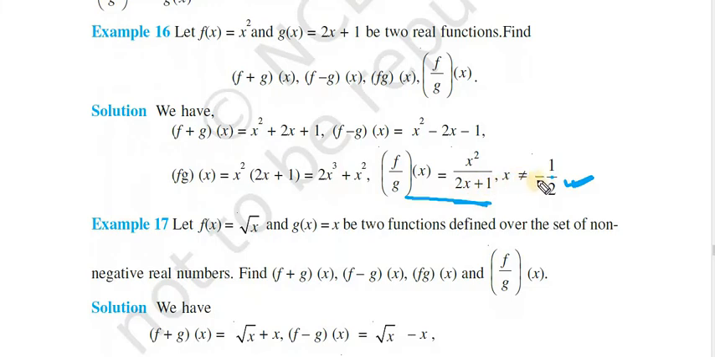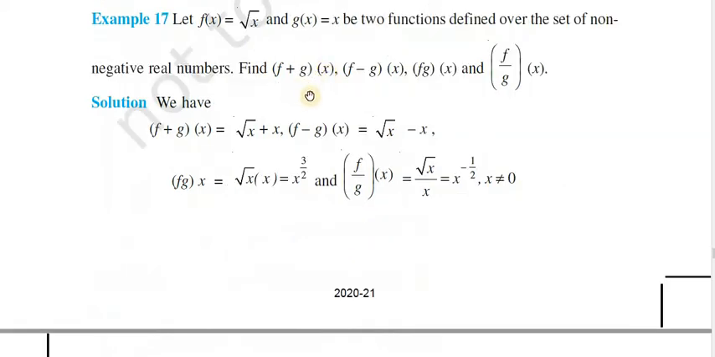But at x equal to minus half, what happened? This function is not defined. Okay, so therefore we have to exclude this point. So whenever you have a quotient function, you have to remember that the denominator cannot be 0. So the domain should not have the points where the denominator becomes 0. That is important.